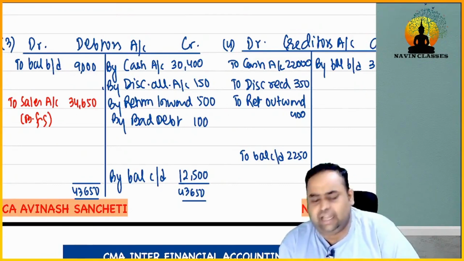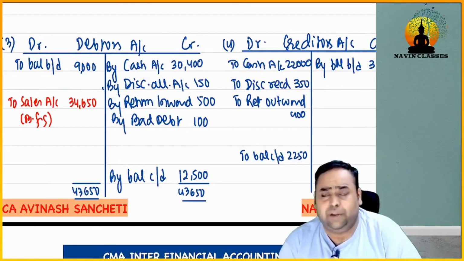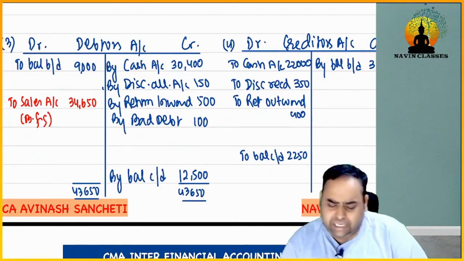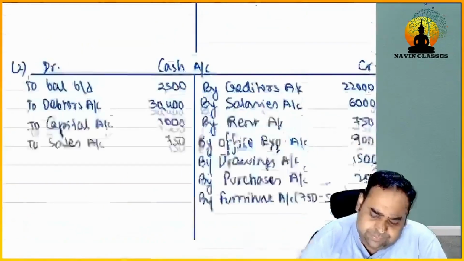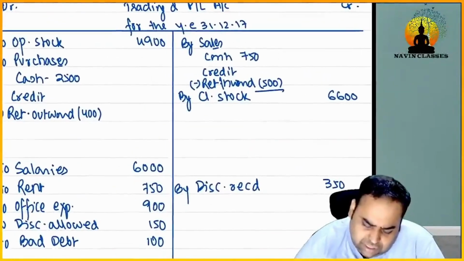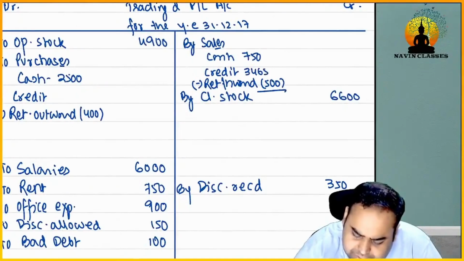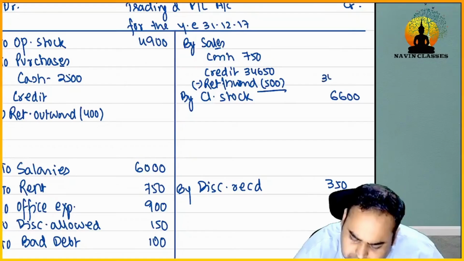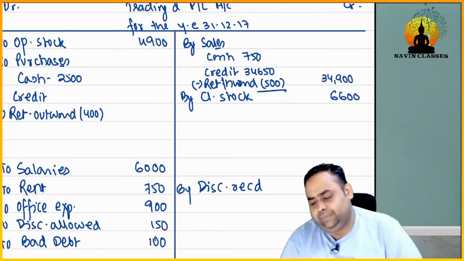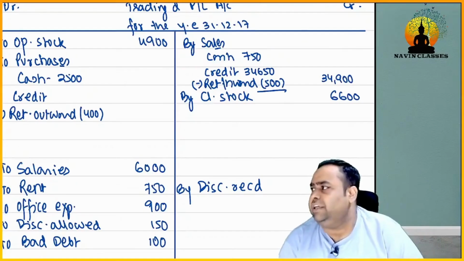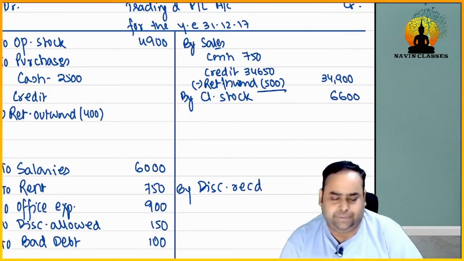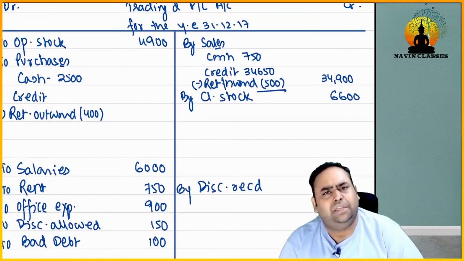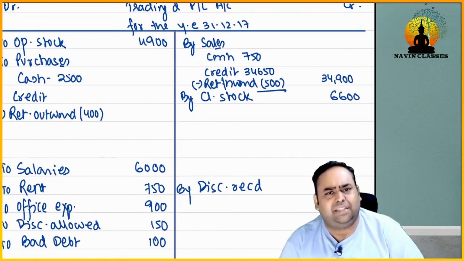Now tell me, where will these sales go? Don't be in a hurry, Shivam. Take your time. Where should these sales go? These sales are an item of the trading account, so they will be included there. The sales are 34,650. I will calculate this plus 750 minus 500: 34,900. I am completing the sales part. 34,900. Simple. Is it clear? Ishika, did you understand this?